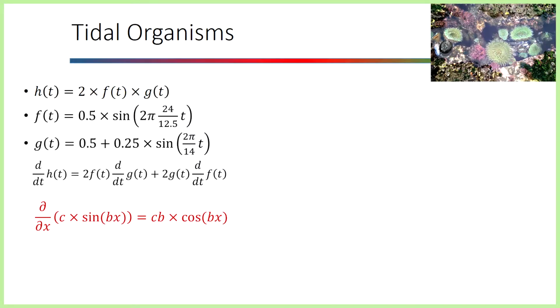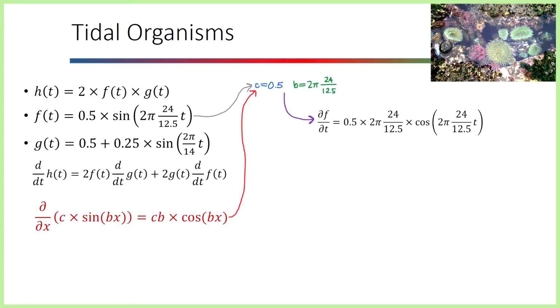All right, let's start by computing the derivative of f of t. We'll use the equation for the derivative of a sine function that we just calculated, noting that with f of t, we need to substitute 0.5 in for c and 2 pi times 24 over 12.5 for b. These values, of course, are coming from our equation for f of t. When we plug them into our equation to calculate the derivative of f, we find that the derivative of f equals 0.5 times 2 pi times 24 over 12.5 times the cosine of 2 pi times 24 over 12.5 times t.